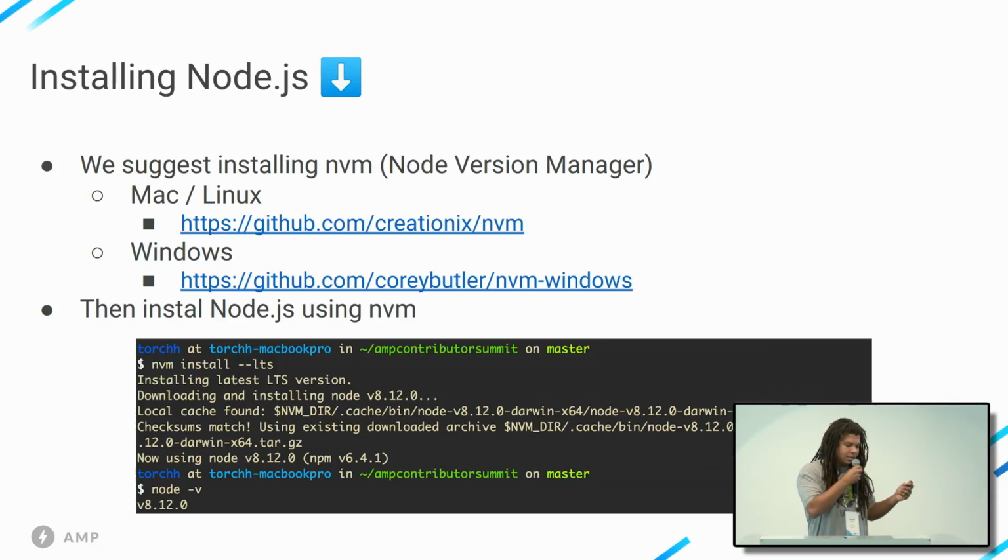So what is Node? Node is a JavaScript runtime built on top of Chrome's V8 JavaScript engine. This lets you run JavaScript on your local machine inside of a server environment. And we use this a lot for our build tools and a lot of other things like linting and stuff like that.